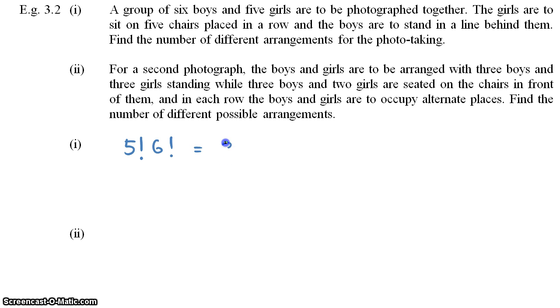It's a big number. It's 86,400 ways. So if you like, as a way of explanation, this is 5 factorial ways for girls to sit. This is 6 factorial ways for boys to sit.